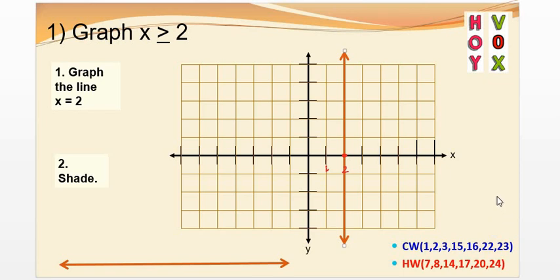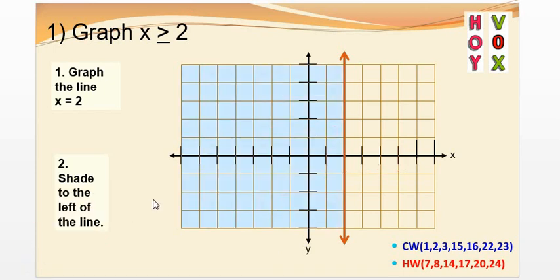Now the solid line is ready. Now I have to decide where to shade. Which side will be shaded? I need all the values that are greater than 2. So where are the values that are greater than 2? 3 is greater, 4 is greater, 5 is greater. Do I need the smaller values? No, I don't need them. So this shows that this side of the line is going to be shaded. That means the left side is going to be shaded. Let me shade it for you. So here is the shaded area. Clear? Let's solve some more questions now.